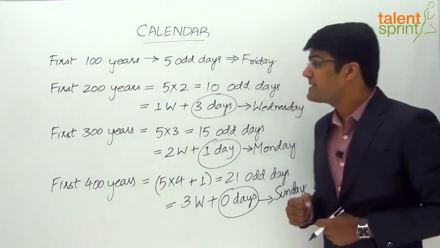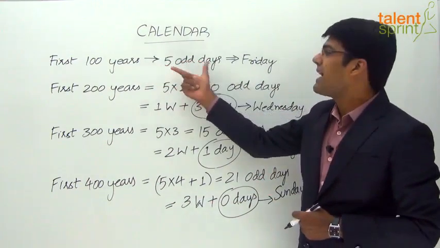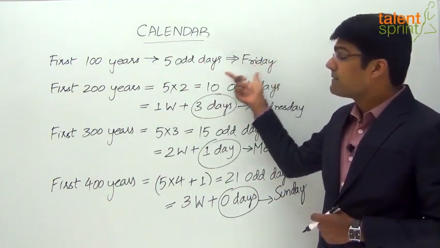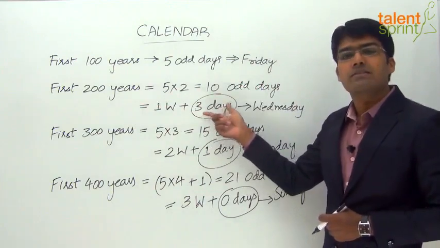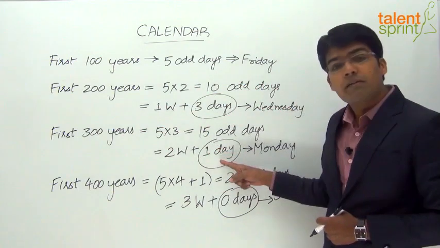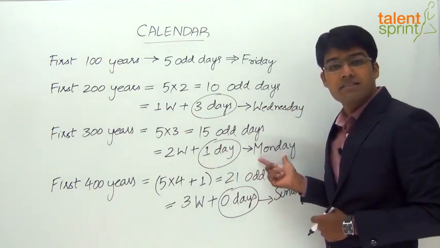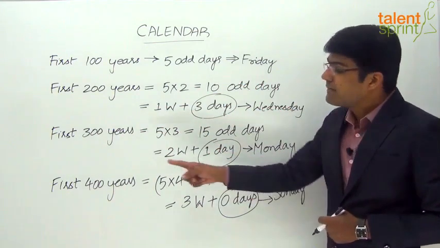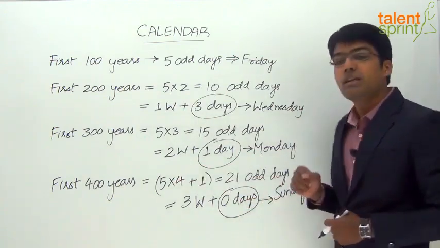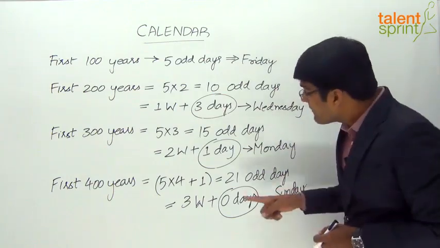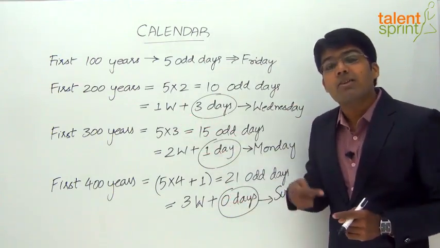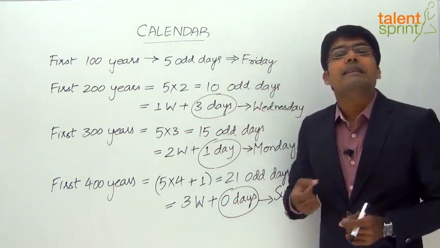So the point to be noted is, because in the first 100 years we have 5 odd days, the last day of the first century was Friday. In the first 200 years there were only 3 odd days, so the last day of the second century was a Wednesday. The first 300 years had only 1 odd day, and hence the last day of the third century was a Monday. And the first 400 years had 0 odd days, so the last day of the 4th century was a Sunday. And now that we have got 0 odd days for the first 400 years, we can say that this cycle of number of odd days will repeat itself.